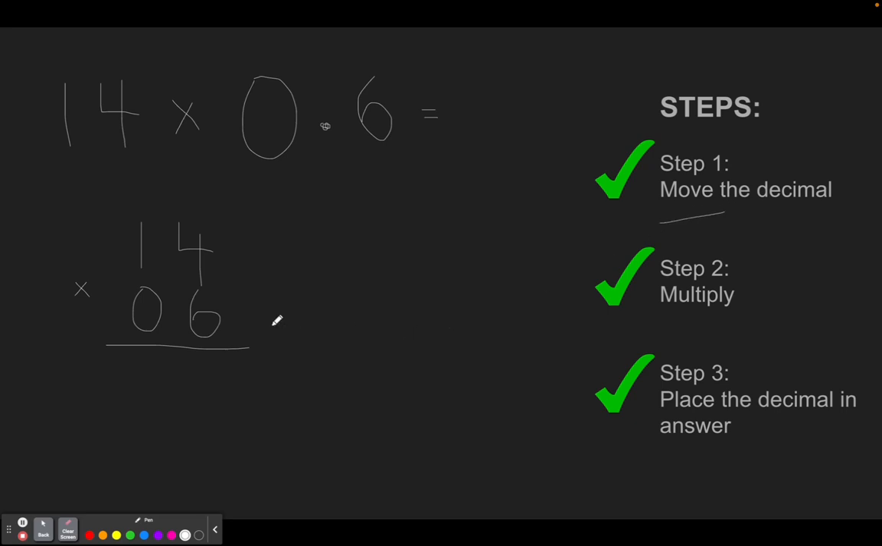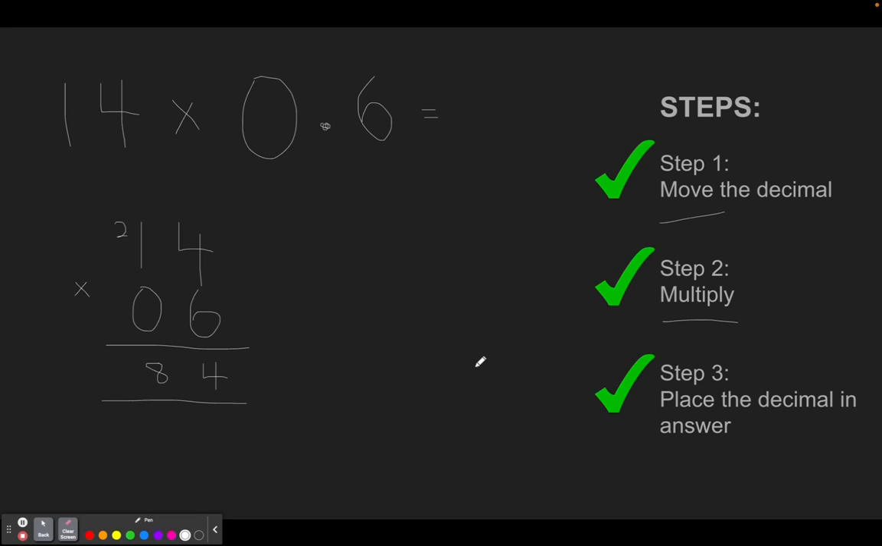And now we're going to use our multiplication strategy to find the answer. So 6 times 4 is 24. We're going to carry our 2. 6 times 1 is 6 plus 2 is 8. And then 0 times anything else is 0. So that is our answer there. We have now completed step 2. We have multiplied. So step 3 is to place the decimal back in the answer.